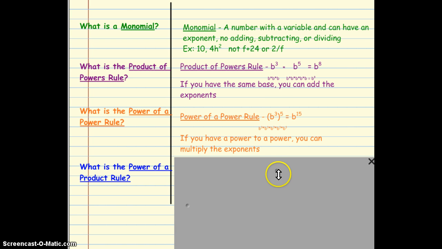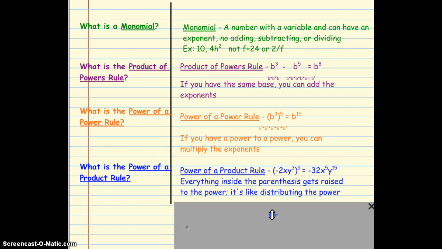Alright, and the last one is the power of a product. And this one is a little bit more complex. This one says when you have a problem like negative 2x y to the third, and then everything in parentheses to the 5th power, what we're going to do is everything gets raised to this 5th power, and it's kind of like it gets distributed to each thing inside. So it's like negative 2 to the 5th power. Well, negative 2 to the 5th power, remember it means negative 2 times negative 2 times negative 2 times negative 2 times negative 2. Well, that gives us negative 32.